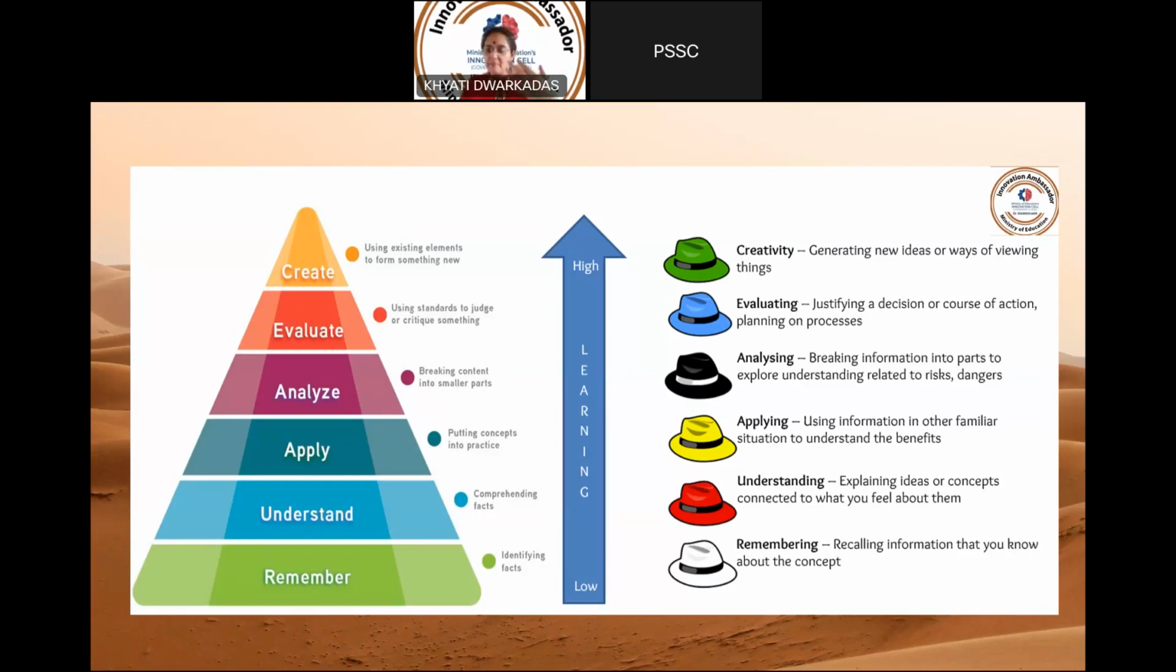The six hats make you think. The first is the white hat, which is used for remember or recall. The second is for understanding. The third, being yellow, is for applying. The black hat for analysis, the blue hat for evaluation, and finally the green hat for creativity. And you already know about each of the six facets of Bloom's taxonomy.